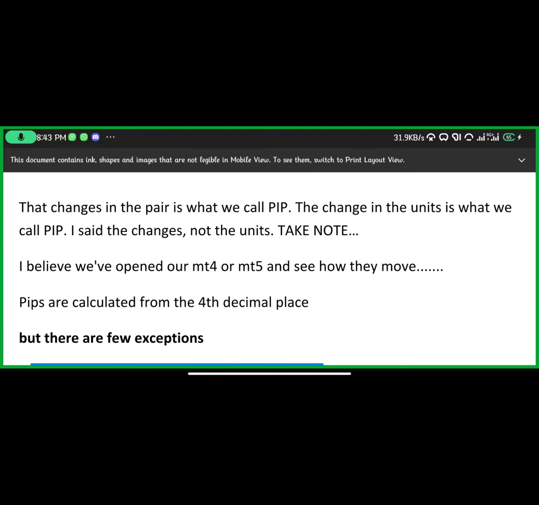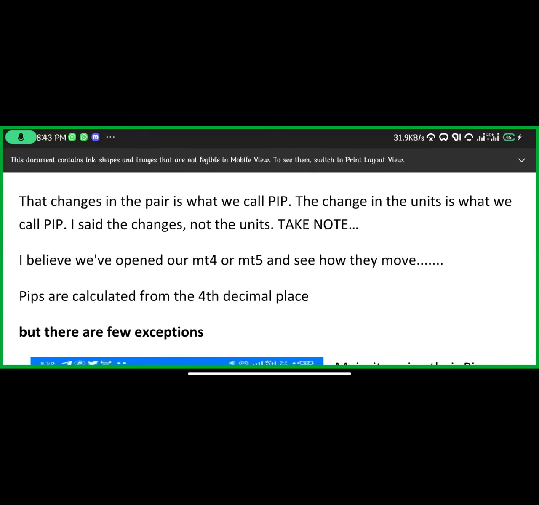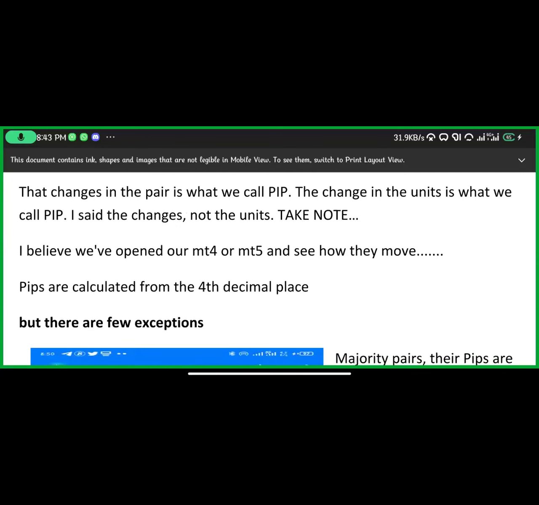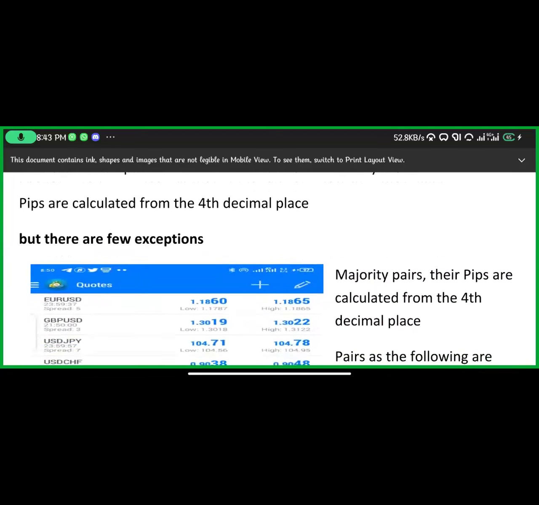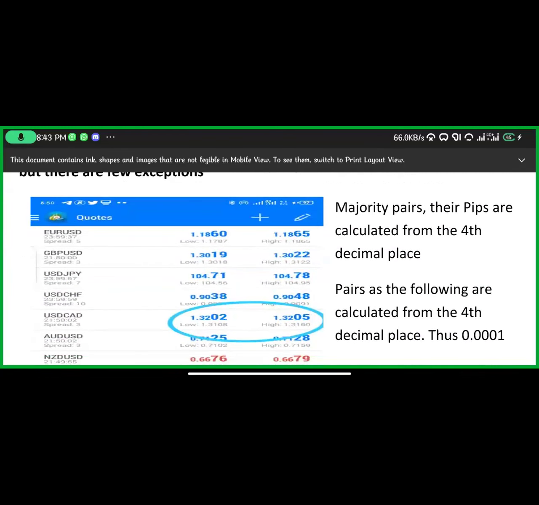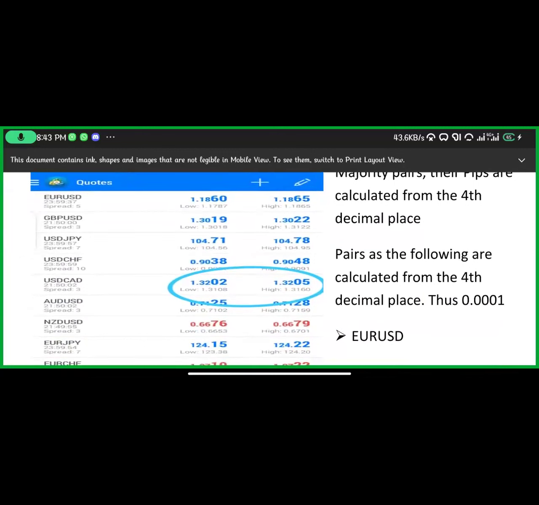Now, pips are calculated from the 4th decimal place, but there are a few exceptions, which I'm going to discuss later on. Now, the major pairs have their pips calculated from the 4th decimal place. Pairs like USD CAD, Euro USD, NZD, New Zealand dollar to USD, and which other one? Euro USD, GBP USD. I'm going to show you the list. All those have 4 decimals.